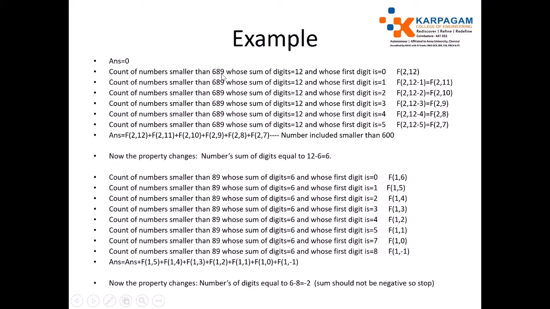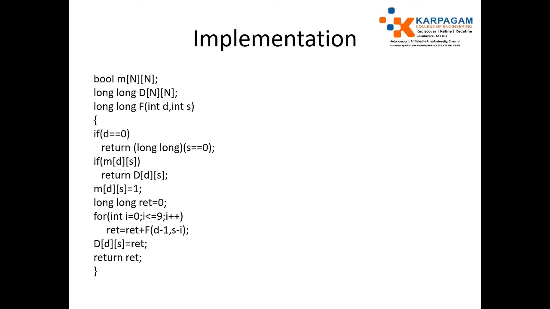Second digit value is 8 now. So just subtract with 8, we get minus 2. So we are not expecting the sum which is negative. So we expect only positive and just terminate it. In this way we can calculate.